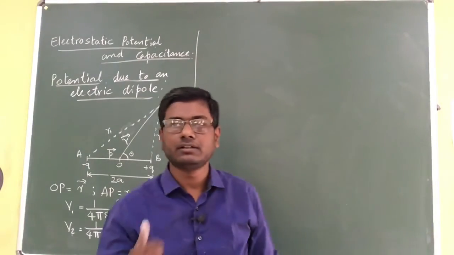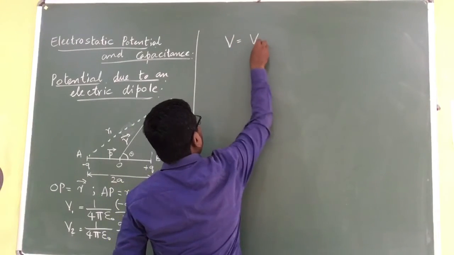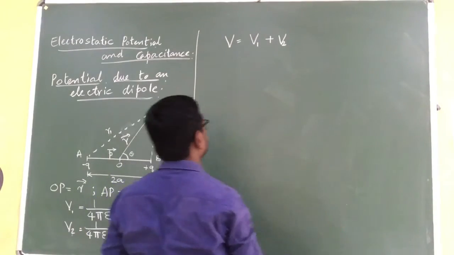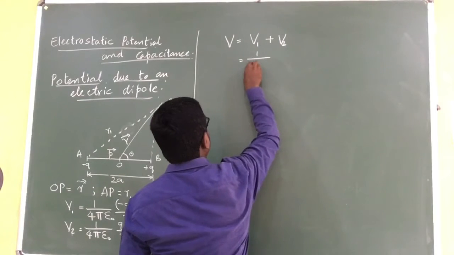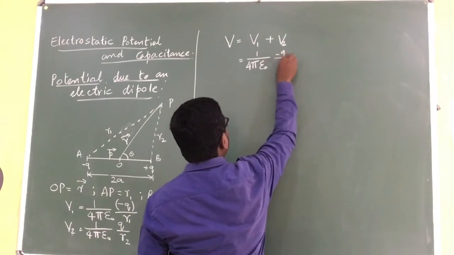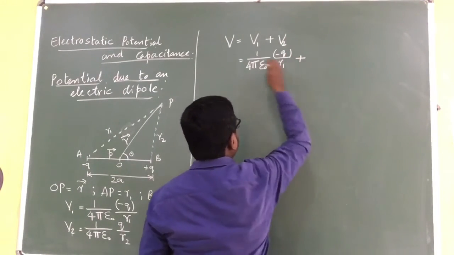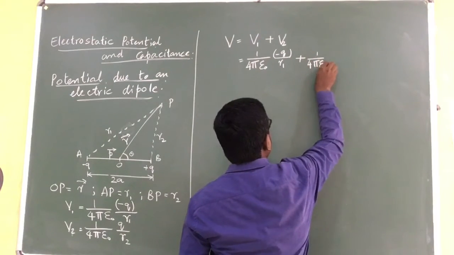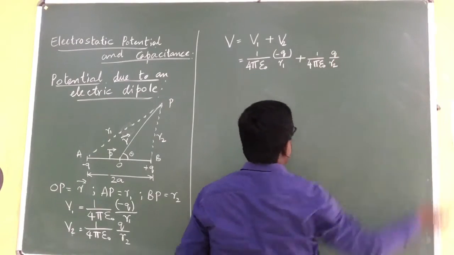What is the total potential? Total potential V will be equal to V1 plus V2. Can I write the equation for V1 and V2? Yes. What is V1? It is 1 by 4 pi epsilon naught, minus Q divided by R1, plus, what is the other one? It is 1 by 4 pi epsilon naught, Q divided by R2.